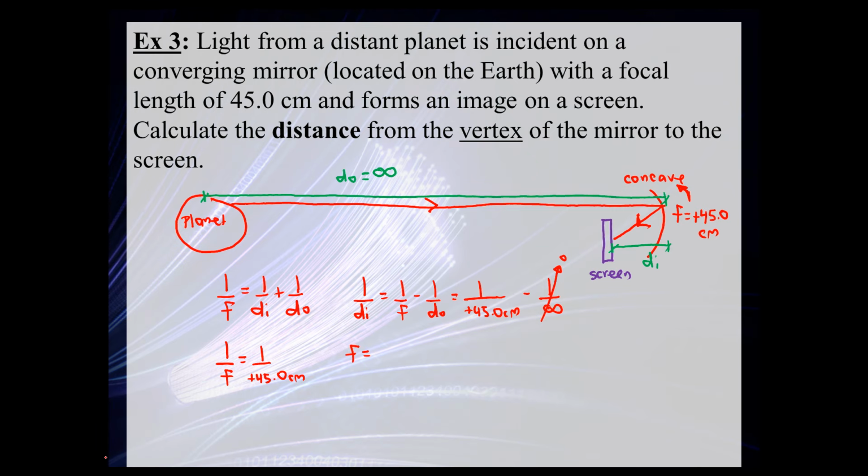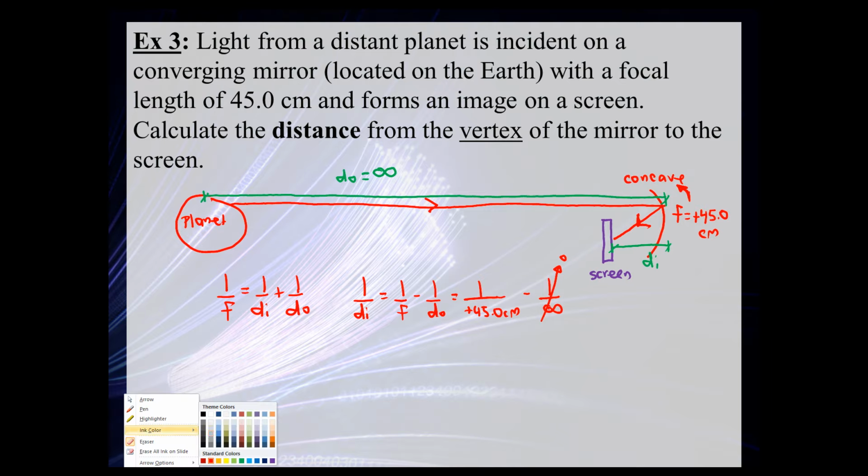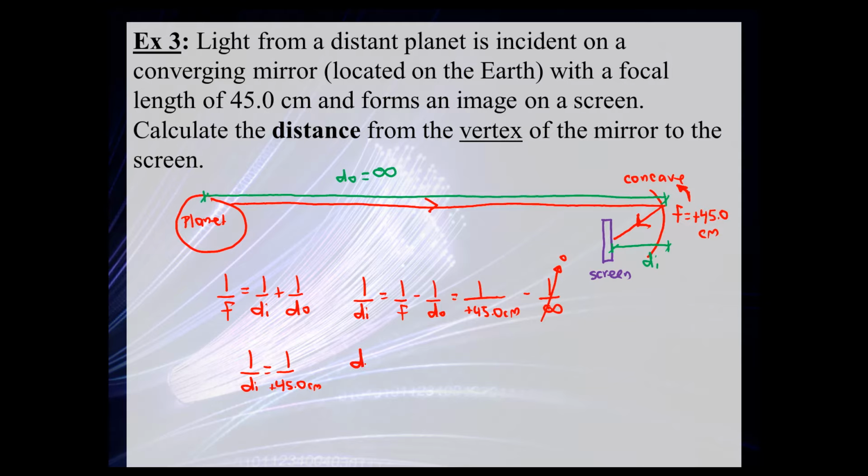But we're not calculating the focal length here. We're calculating, let's change that, my bad, 1 over di. Yeah. So this would be 1 over di is just equal to 1 over 45.0 centimeters positive. Therefore, the distance from the vertex to the screen is just equal to the focal length of the mirror. So a little bit of a trick question.